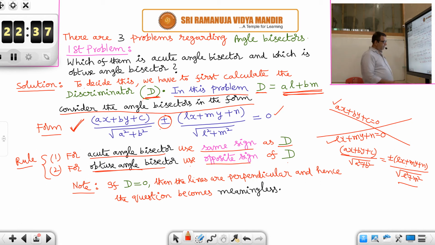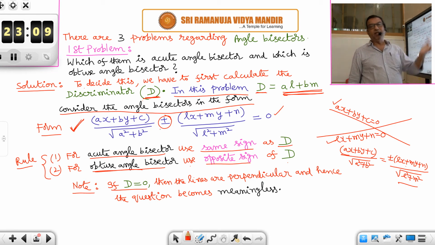Suppose D is equal to 0, what happens? Suppose you have calculated D, and that is D is nothing but AL plus BM, it is 0. Then what happens? Which sign is to be used? See, if D is equal to 0, it means that AL plus BM is 0. But AL plus BM is 0 is the condition for the two lines to be perpendicular. That means the two lines are perpendicular.